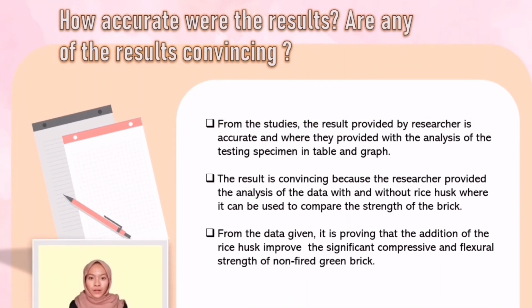How accurate were the results, and are any of the results convincing? From the studies, the result provided by the researcher is accurate, and they are provided with the analysis and testing of the specimen in the table and graph. The result is convincing because the researcher provided the analysis of the data with and without rice husk, so it can be used to compare the strength of the brick. From the data given, it is proven that the addition of the rice husk improved the significant compressive and fractural strength of non-fire grain brick.